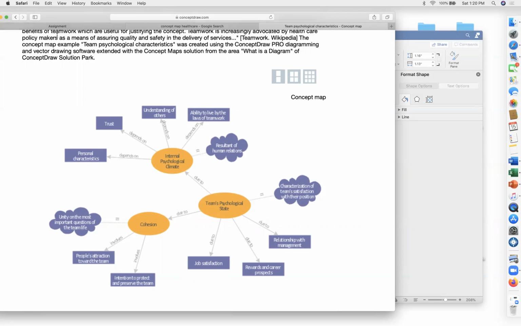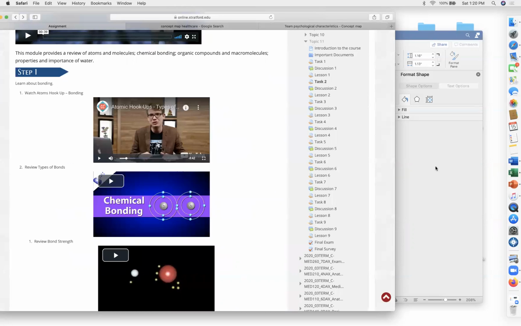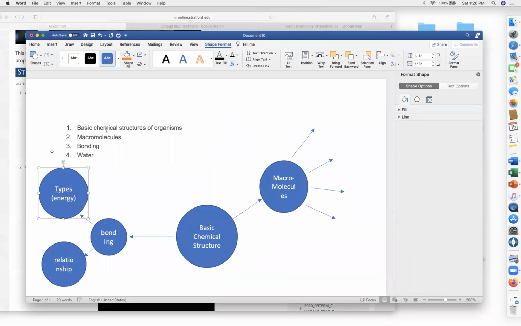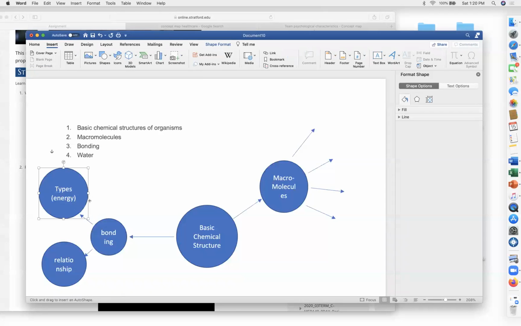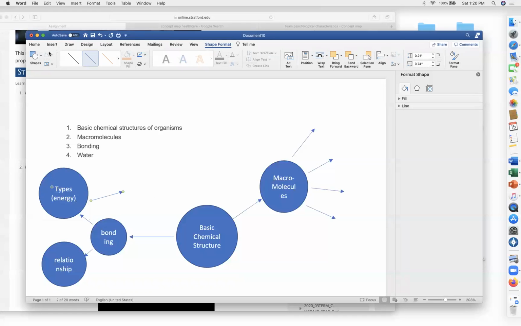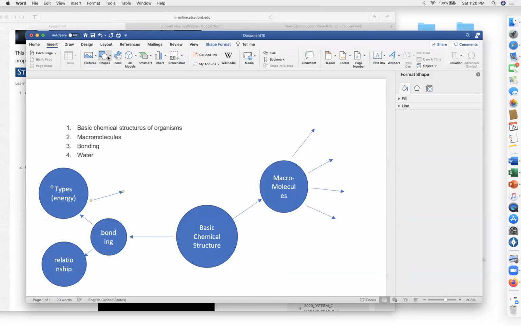And just like what our original assignment was, let's go back to this thing. The original assignment is how are we going to link basic chemical structures with macromolecules, with bonding, and then with water. Because remember, one of the types of bonds is hydrogen bonds. So I could put another arrow here, and then put another circle here. And this would be hydrogen bonds, and then another arrow here.